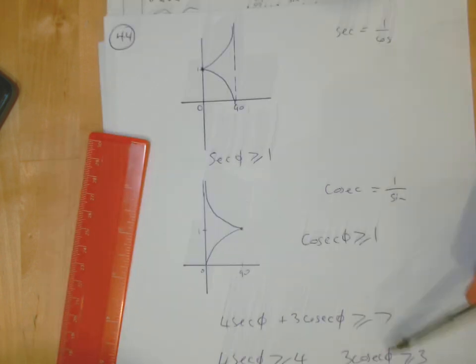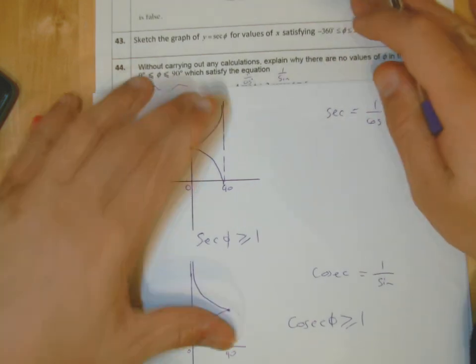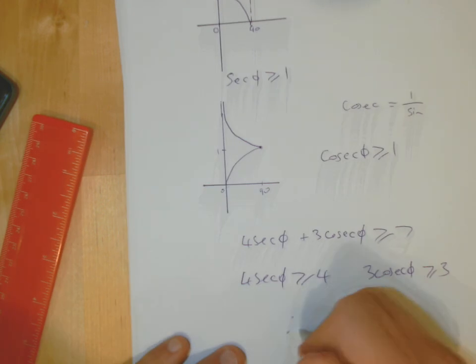Which shows then, if that's going to be greater than or equal to 7, there are no results where this is equal to 6, because it's got to be greater than or equal to 7. Therefore, no results exist.